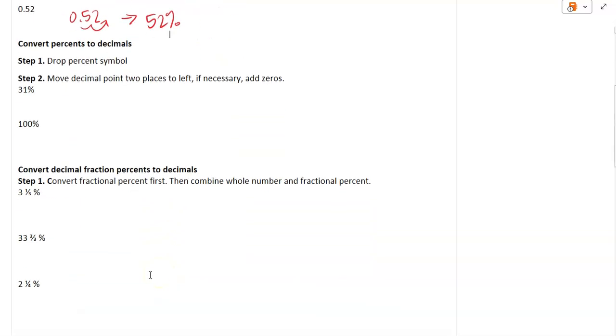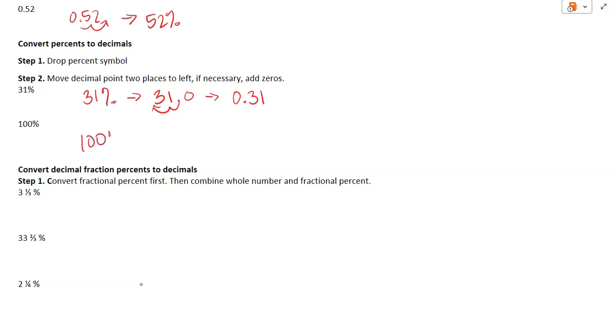We can do the opposite and convert percents to decimals by another 2-step process. The first step is to drop your percent symbol, and then you move your decimal point 2 places to the left. If necessary, you'll have to add zeros. So when we have 31%, the first step is to drop the percent symbol. Remember, 31% is basically the same as 31.0. Step 2 tells me to move that over 2 places to the left, and so this becomes 0.31. So 0.31 is equivalent to 31%.